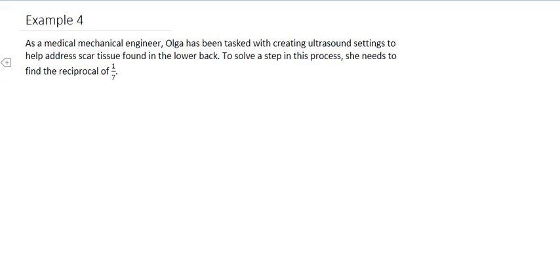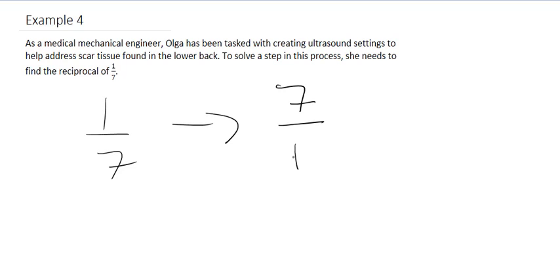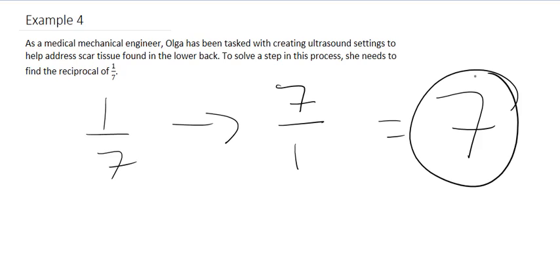So one more example. As a medical mechanical engineer, Olga has been tasked with creating ultrasound settings to help address scar tissue found in the lower back. To solve a step in the process, she needs to find the reciprocal of 1/7. So to begin answering this question, we flip the fraction 1/7, put the 7 on top and the 1 below. But we're going to simplify this and it becomes just 7 because 7 divided by 1 is 7. So remember, when finding the reciprocal, you need to flip the fraction and reduce if possible.